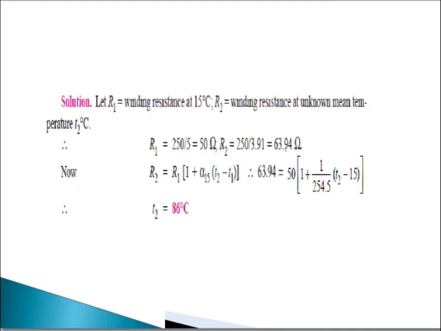So R2 is 63.94 ohm. Then we know the formula: R2 is equal to R1 times the bracket of 1 plus alpha 15, the temperature coefficient at 15 degree Celsius, times the bracket of T2 minus T1. In this formula we know R1, R2 and T1, which is 15 degree. Solving this equation for T2, we get T2 as 86 degree Celsius. These are simple types of problems that may be asked in the examination.